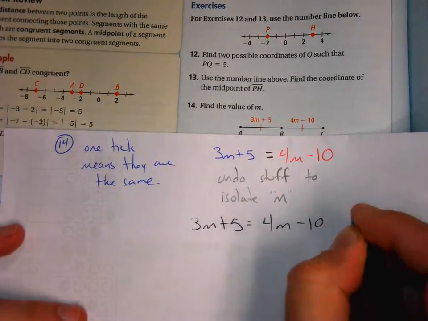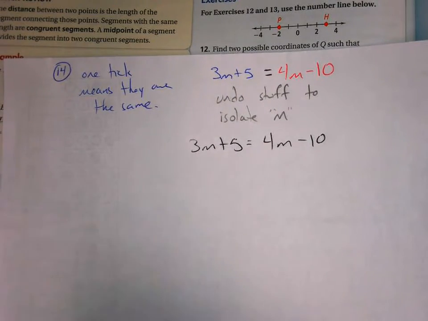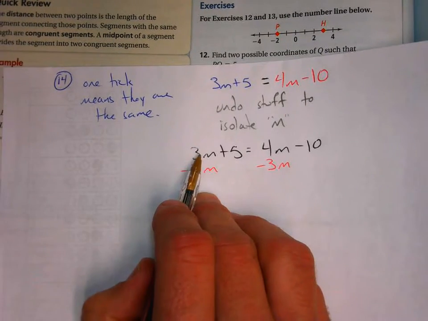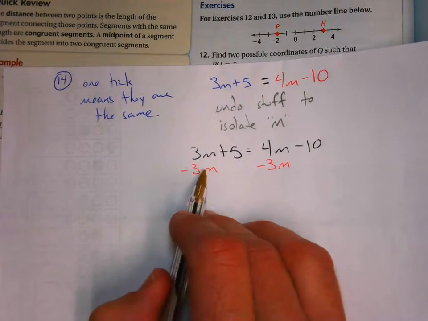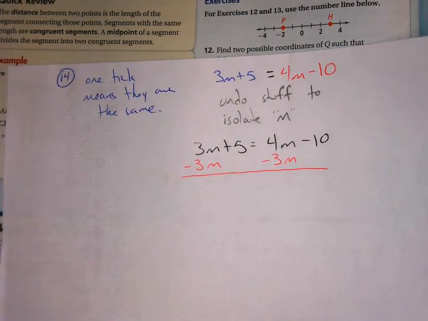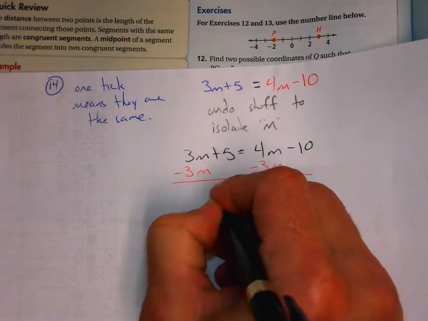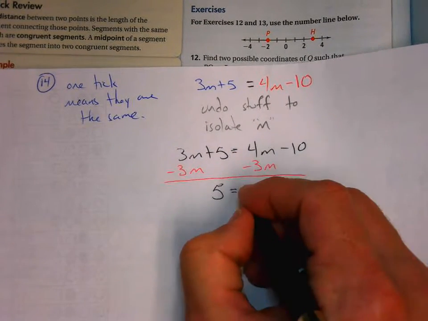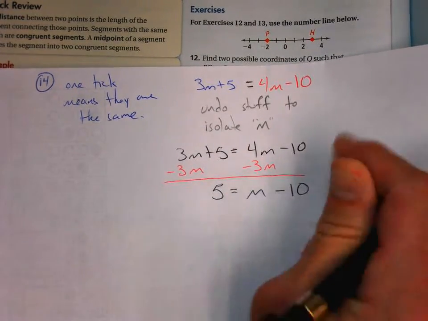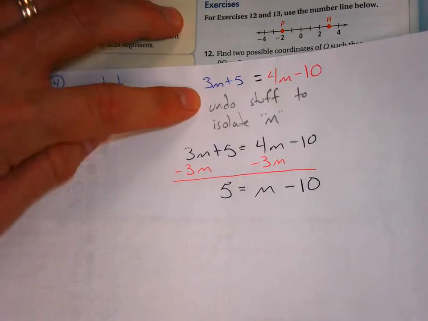Now, if you don't remember how this works, I have a tendency to focus on the variable first. So what I'm going to do is undo 3m. How do I undo 3m? I take it away, and I have to take it away from both sides of the equal sign. And so I'll be left with 5 on one end. And then 4m minus 3m is just an m. That's convenient. And then minus 10. So what do I do now? Remember what solving equations means. I'm undoing stuff so I can isolate m.